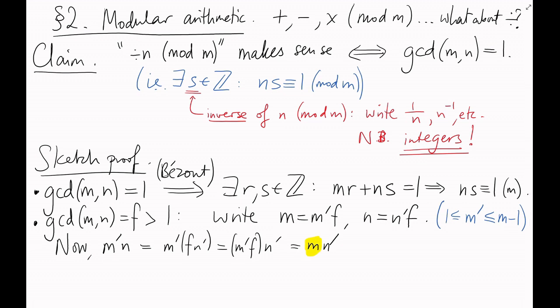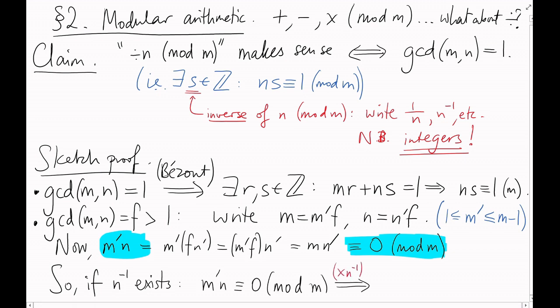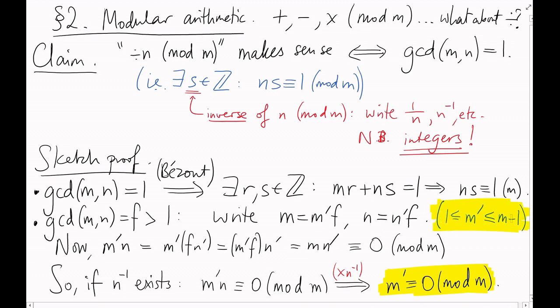So we have m prime times n equals 0 mod m. But now if n has an inverse mod m, then we can just multiply both sides by it. This gives us that m prime equals 0 mod m. This is a contradiction.